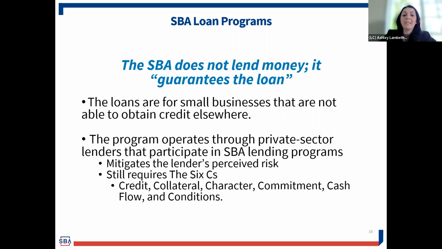It does still require the 6 C's, which we're going to touch on in just a little bit: credit, collateral, character, commitments, cash flow, and conditions. Like I said, we'll get into a little bit more detail here in just a bit. So there are still some requirements that people have to meet, but the credit score can be a lot lower, the cash infusion into the business can be a lot lower, and collateral requirements are a lot lower. Again, this opens the door for a lot of small businesses to be funded that traditionally would not have been.